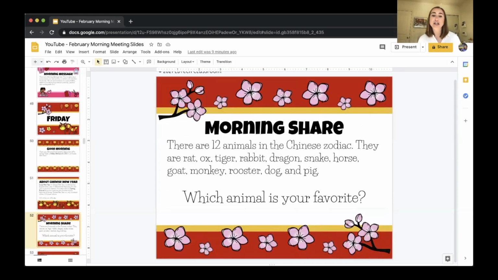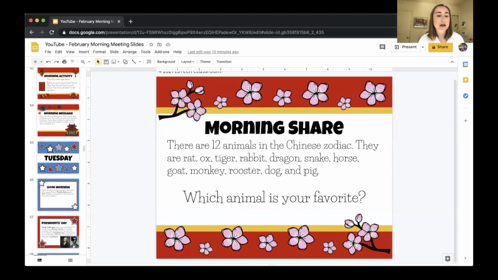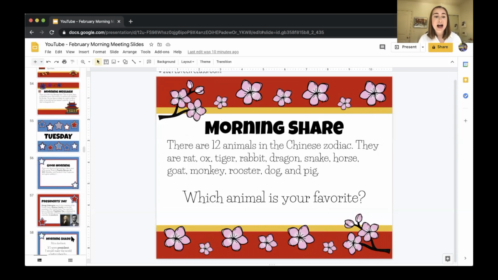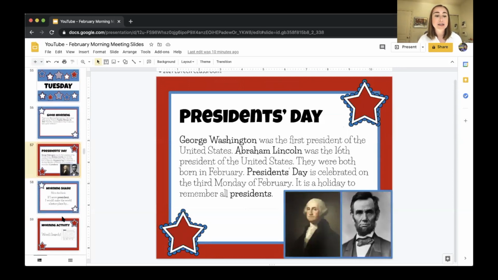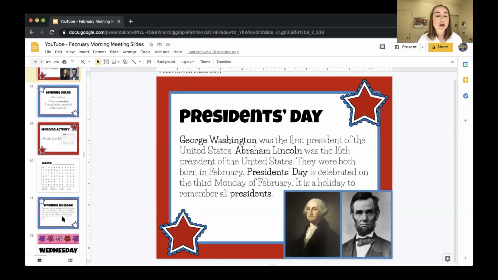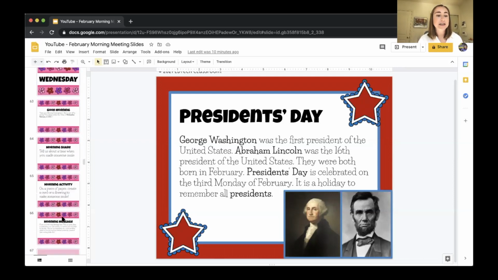And a great morning share activity could be something like, there are 12 animals in the Chinese zodiac. They are rat, ox, tiger, rabbit, dragon, snake, horse, goat, monkey, rooster, dog, and pig. Which animal out of these 12 animals is your favorite and why? There's also President's Day that happens in February, so you could have your students learn about President's Day. You could talk about President's Day, even do a word search type activity with your students.